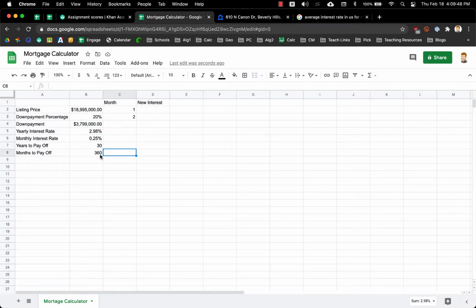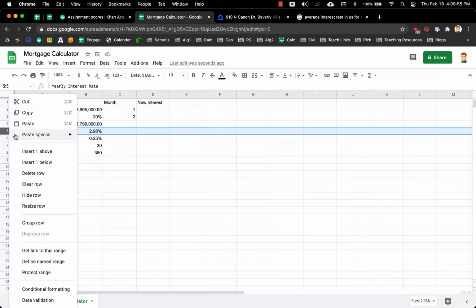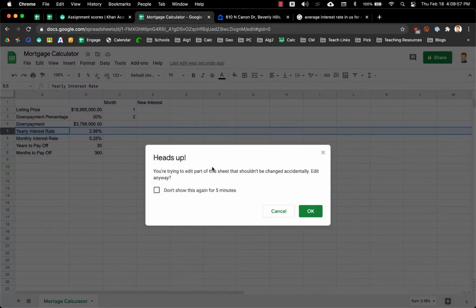I'm going to insert one above. So sorry, you'll have to follow that with me. I'm selecting row 5 by clicking on 5. I'm right clicking, or double finger on the Mac, and I come down here to insert one above. I know I'm not supposed to edit it. It's okay. I know what I'm doing.